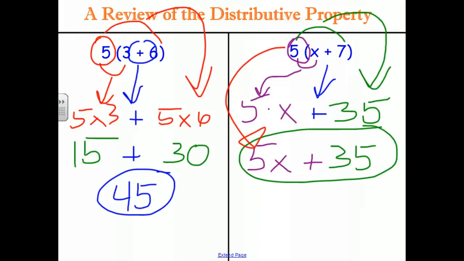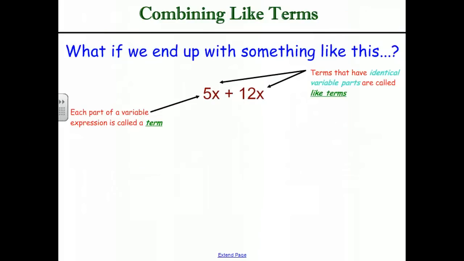So now that we have that idea, that when we multiply a number by a variable, we don't include the multiplication sign in between, we can start looking at combining like terms. But first we have to understand what like terms are. Well, anything in a variable expression, each part, those things that are added or subtracted together are called terms. So 5x is a term. 12x is a term. If we added a 5x plus 12x plus 3, 3 would be a term.